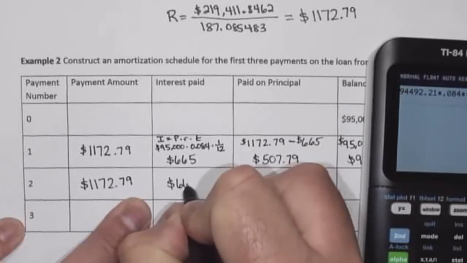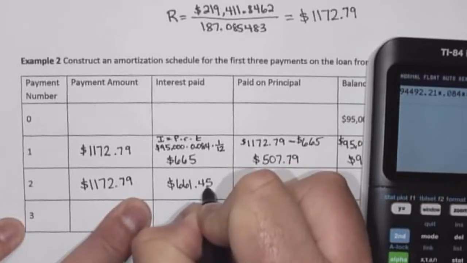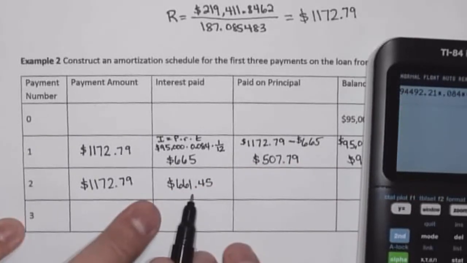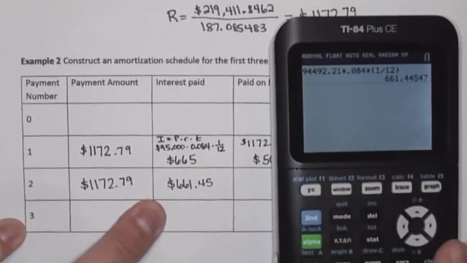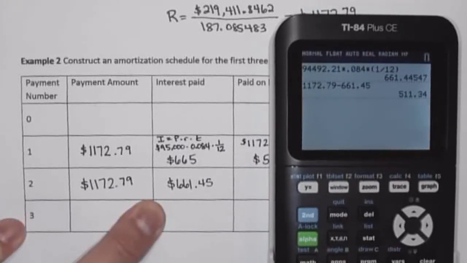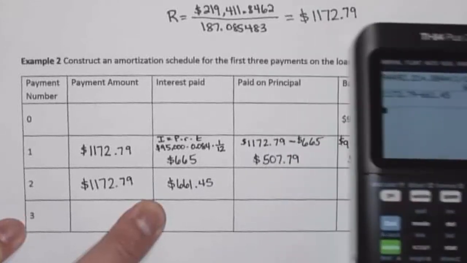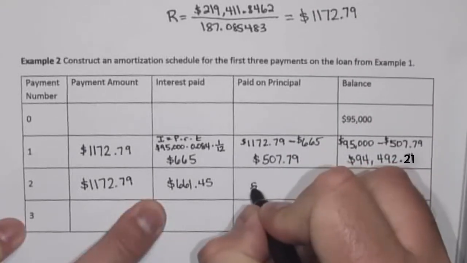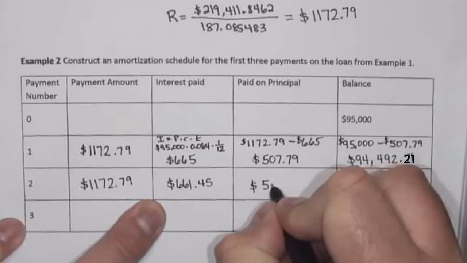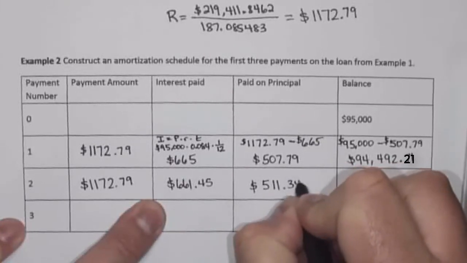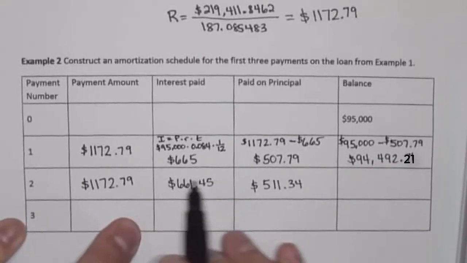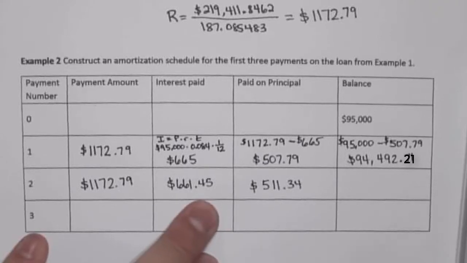So $661.45 of the second payment is going towards interest, which means $1,172.79 minus $661.45, $511.34 goes towards the principal. So $511.34 of the second payment goes towards principal.